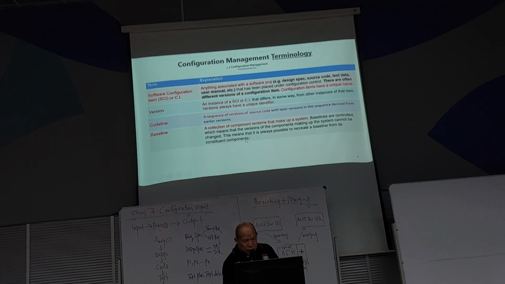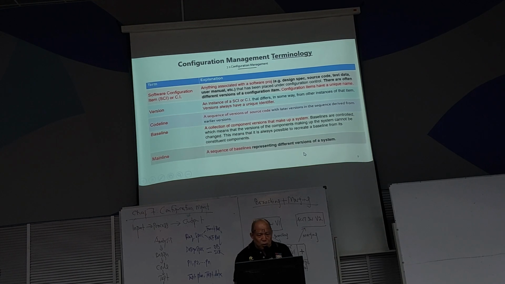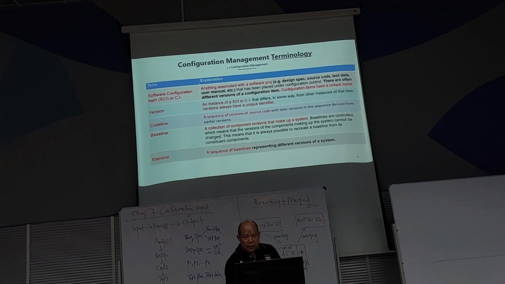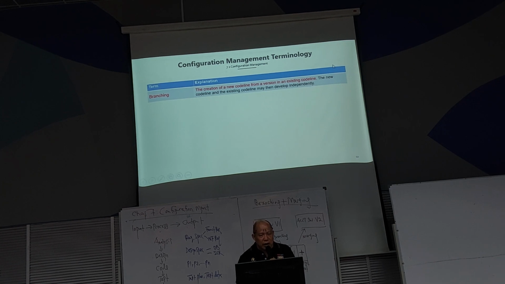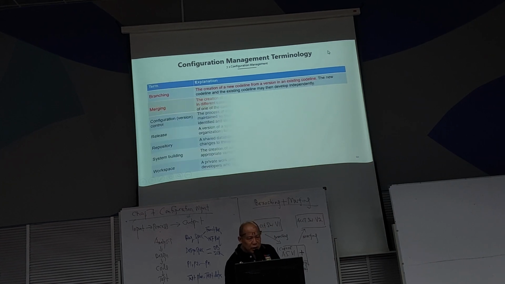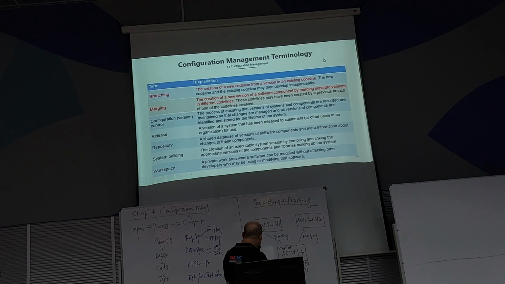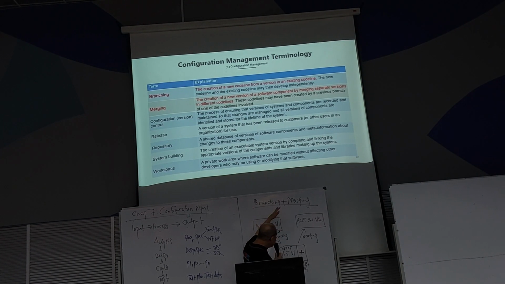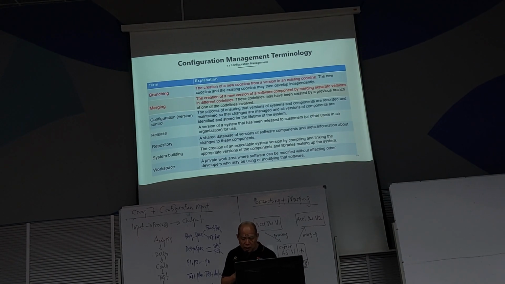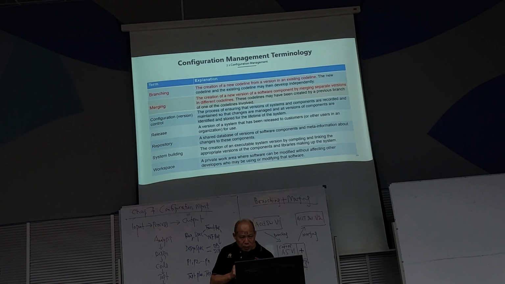Okay, so there's also a diagram on this. Mainline is a sequence of baselines. Also, there is a diagram on this to help you understand code line, baseline, and mainline. Okay, so branching and merging. I have produced a simpler version here. I will explain to you later on.